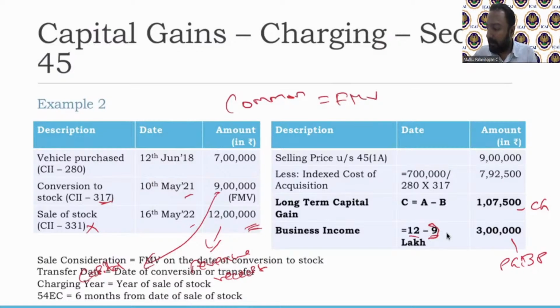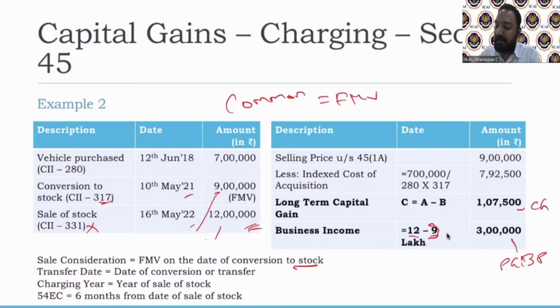So, sale consideration will be the fair market value on the date of conversion to stock. So this is the common point. Here it is fair market value. There, here it is sale consideration. For capital gain, that becomes a sale consideration. For business, that becomes a cost, a purchase cost.